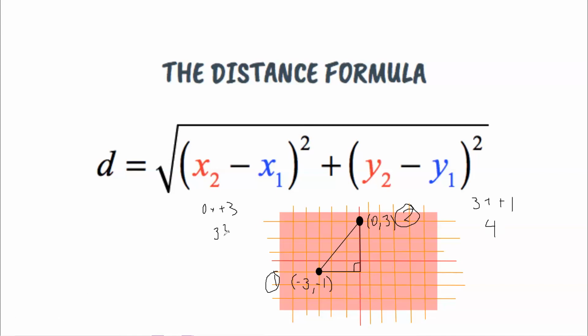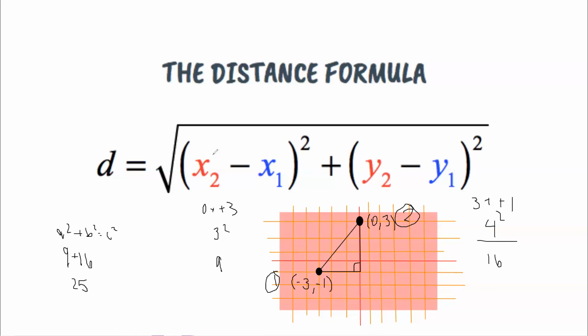So if I square both of those numbers, I end up with 9, and I end up with 16. So I just squared those two numbers. Since I'm solving for my hypotenuse, if I was doing A squared plus B squared equals C squared, I would go ahead and add those two numbers together, which is what it's telling me to do right here. When I add those two numbers together, I end up with the number 25.